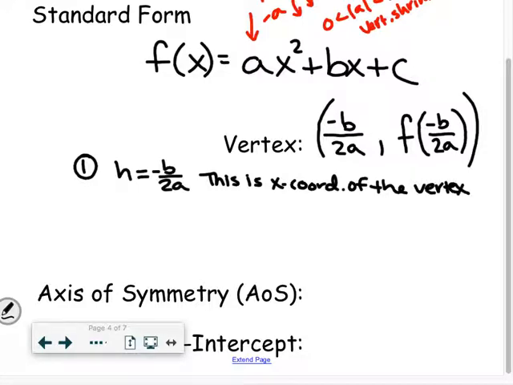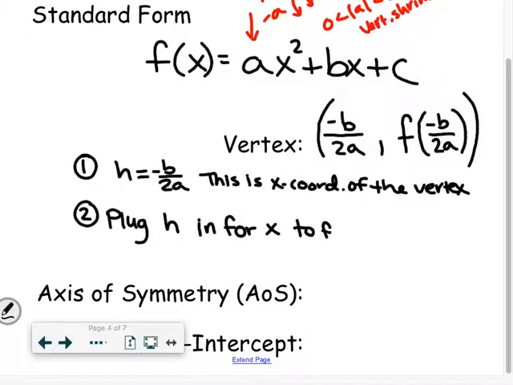Okay. You could also say x equals. It's the x, but it's a special x. It's the x for the vertex. Okay. So step 1, do the opposite of b over 2a. Step 2: plug h, which is the opposite of b over 2a, in for x to find y. This is the y-coordinate of the vertex.